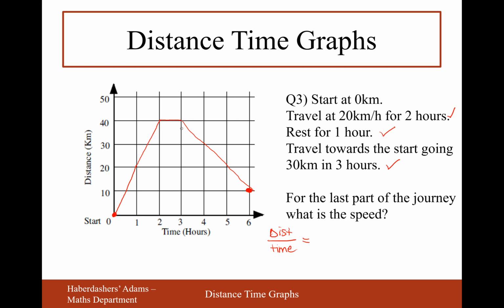So the distance travelled here would be going backwards by 30 meters, and that would be happening over 3 hours. And 30 divided by 3 is 10. Now we need to make sure we've got the units correct here. That would be 10 kilometers per hour. So that would be the final answer in this question.